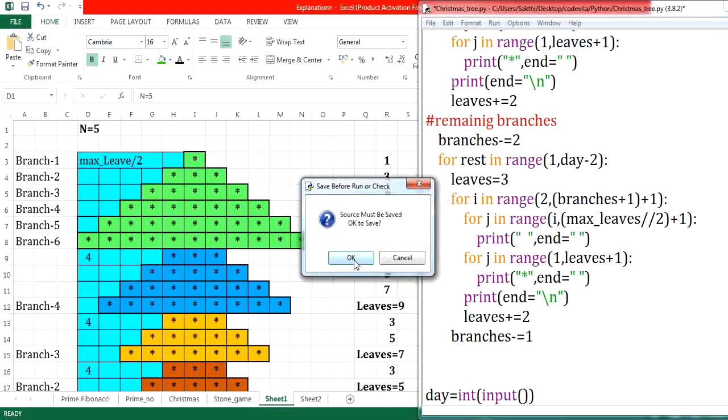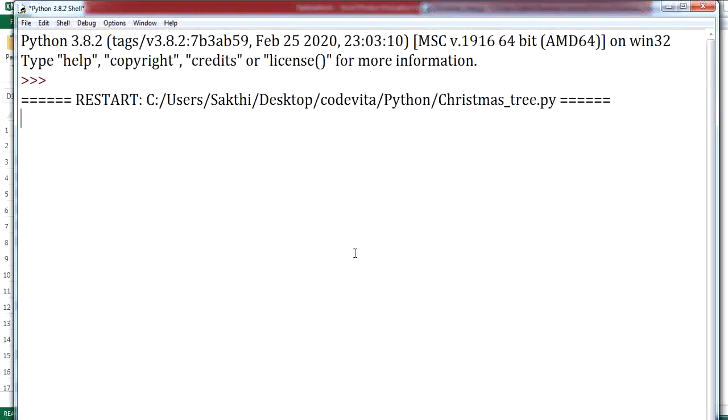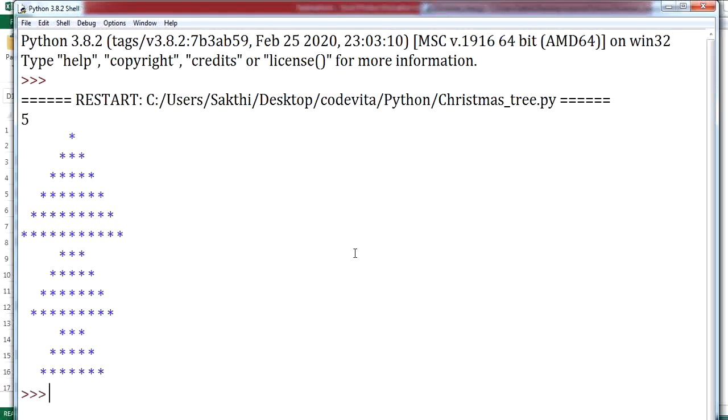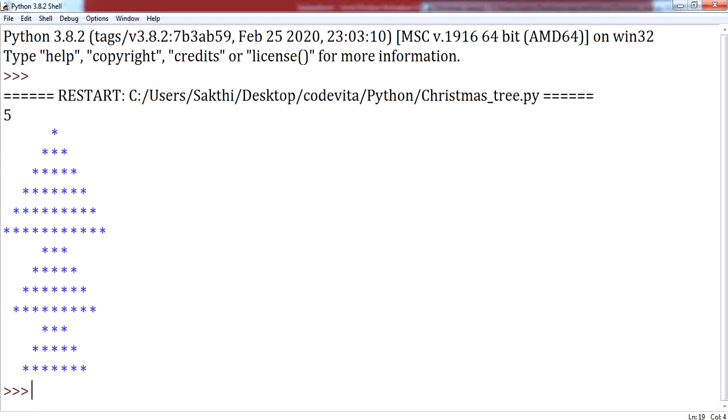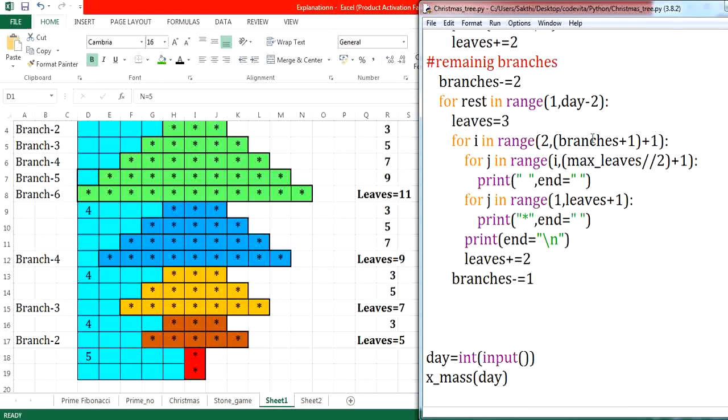We are going step by step, guys. Okay, fine. Now let me give 5. We can notice only 3 parts are there. One more part is missing. We will see where it is missing. So where we have mentioned the particular part by using this rest of the days, right?